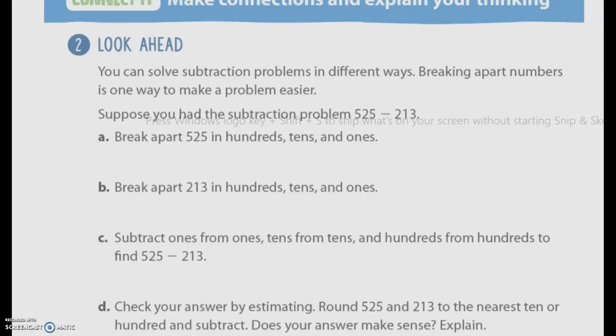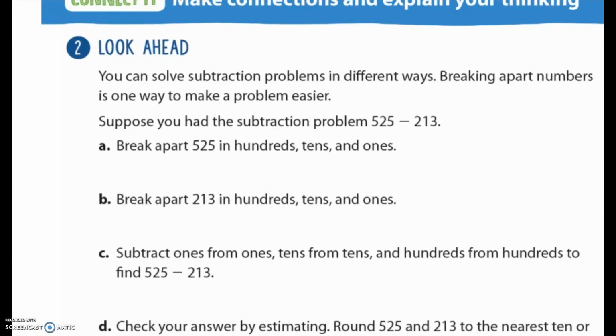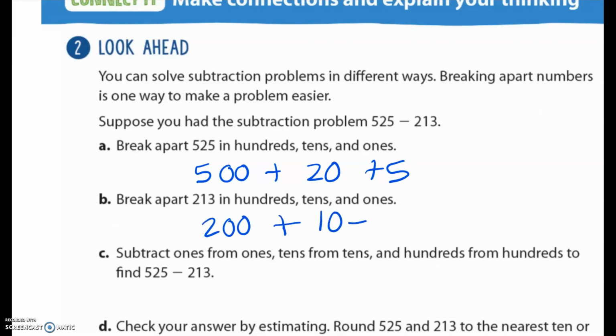I'll snip it so that I can write on it. Number 2 says you can solve subtraction problems in different ways. Breaking apart numbers is one easy way to do it. So it says break 525 apart. To break 525 apart, I just pull it apart. To break 213 apart, I just pull that one apart, and then it says tell me the difference. So 5 subtract 3 is 2, 20 subtract 10 is 10, 500 subtract 200 is 300.